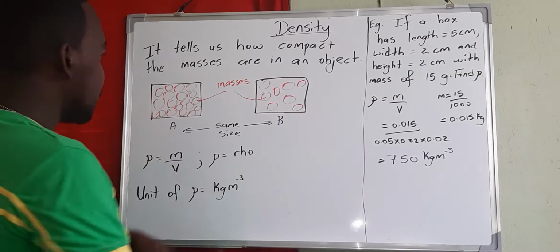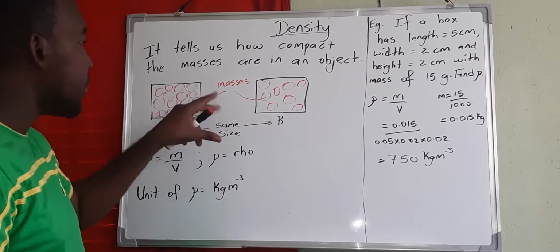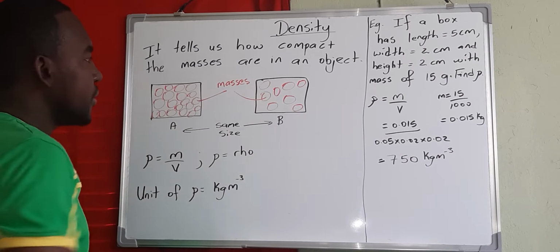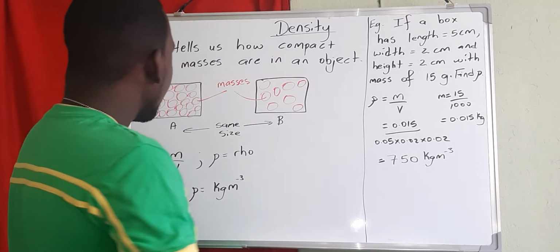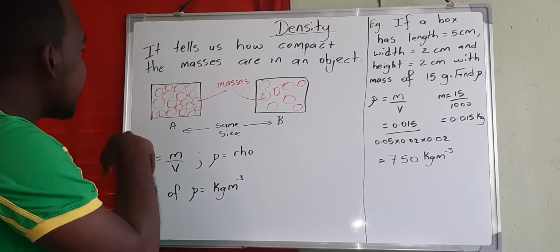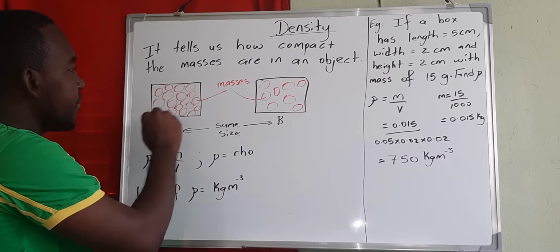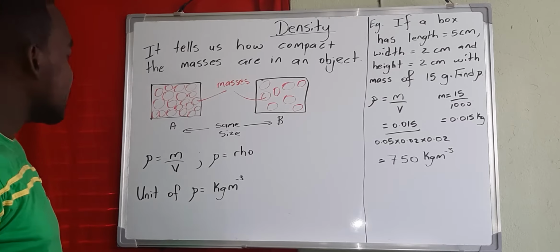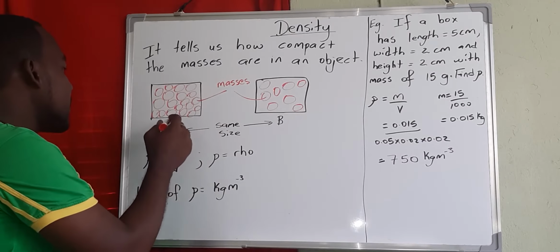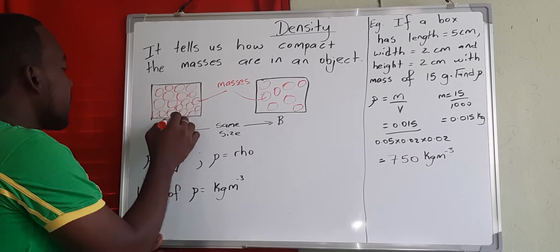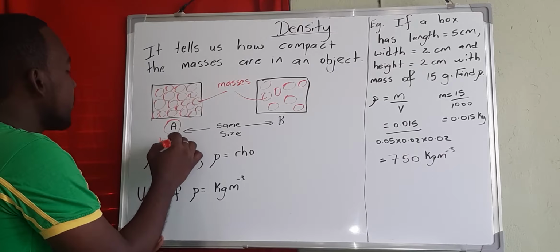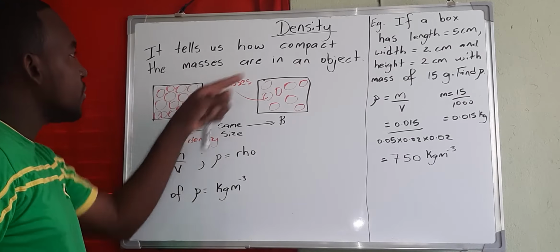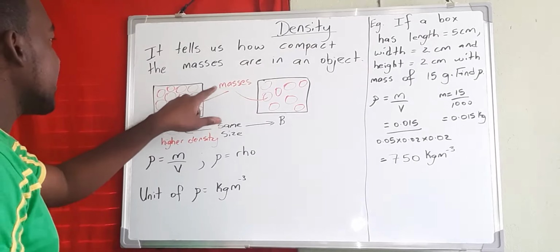If we look at these two diagrams here, A and B, they're both the same size, and their masses are the white circles. Now if we notice, the circles in A and B have different spacing between each other. So in this case, we would say that object A will have a higher density. And why? Because it's more compact with the masses.